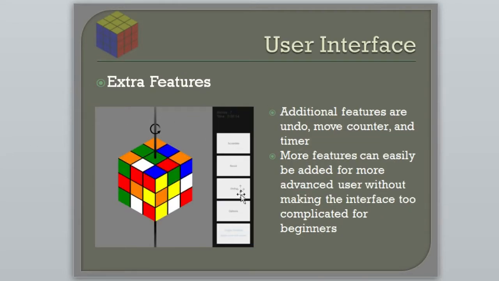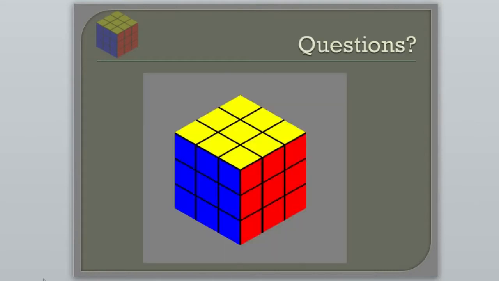This panel is dynamic, which is one of the things I'm proud of. I'm pretty happy with how it turned out. So you can add more to it just from the program. You don't have to modify the code at all. So you can see some of the extra features I added were a move counter, a timer, scramble, reset, and an undo button. Okay, and then comes the demo, and after that's questions, and then that's all for this PowerPoint.